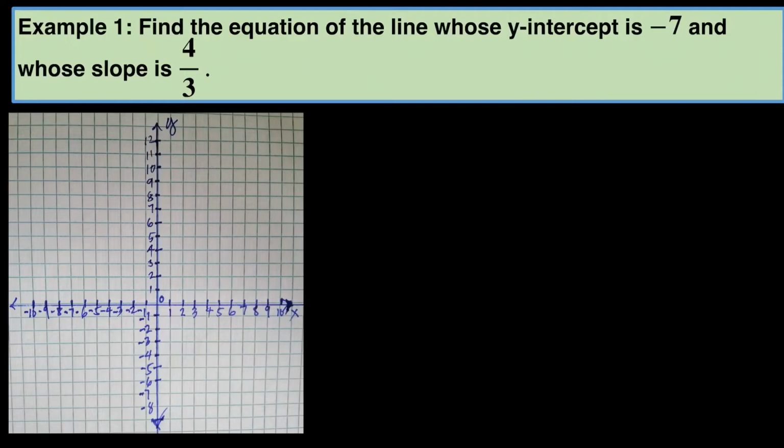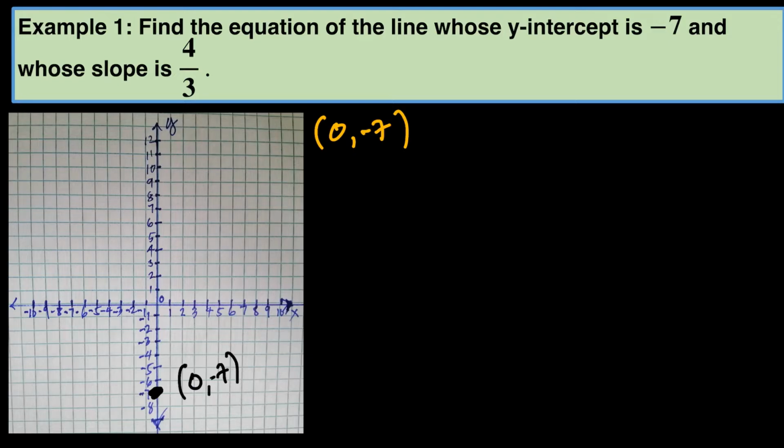Alright, so the first thing that we need to do here is to plot the y-intercept. The y-intercept is given, so its coordinate is actually (0, -7). This is the coordinate of the y-intercept, and if we plot that, -7 is here. So this means that the given line passes through this point on the y-axis, (0, -7).